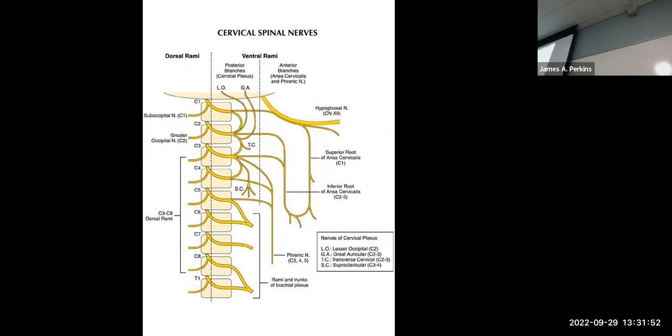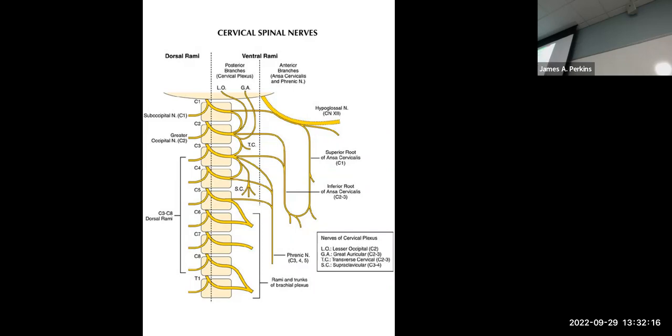After C1 and C2, the rest of the dorsal rami are just called dorsal rami. Dorsal ramus of C3, dorsal ramus of C4, they don't get fancy names after that. And they're responsible for innervating things like the deep back muscles, like erector spinae, and also sensation from a narrow strip of skin down the middle of the back.